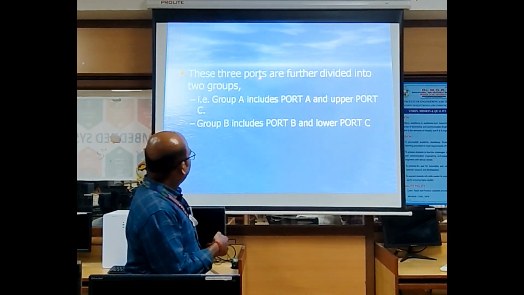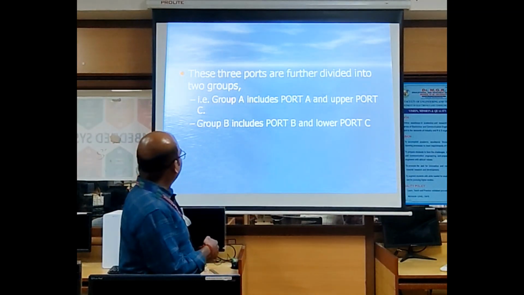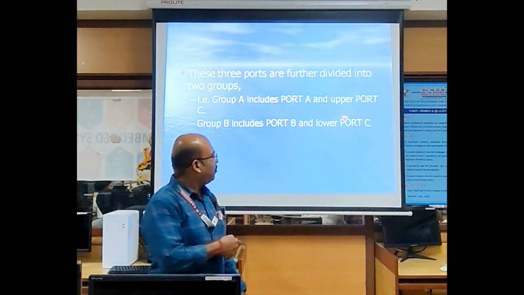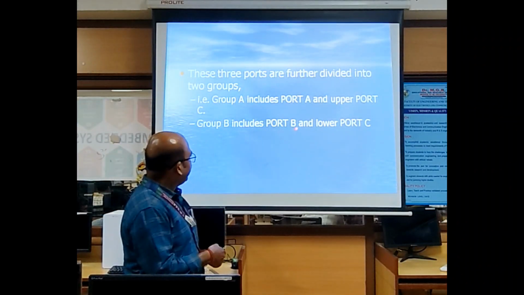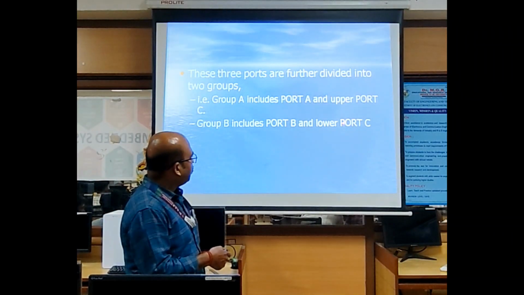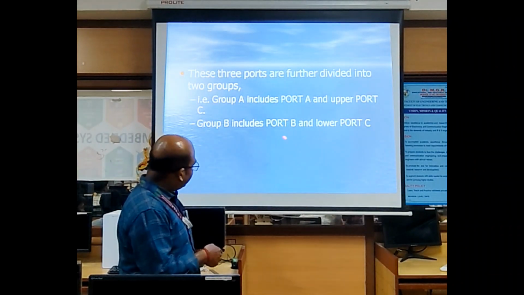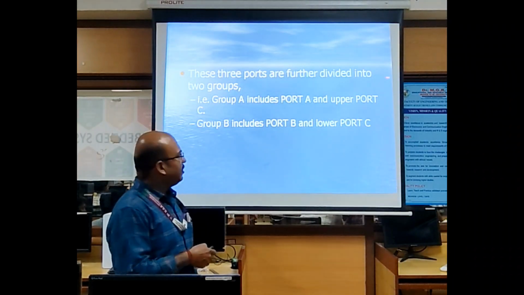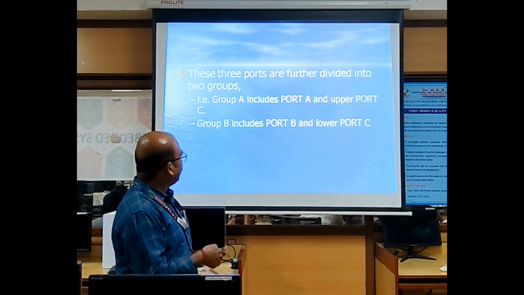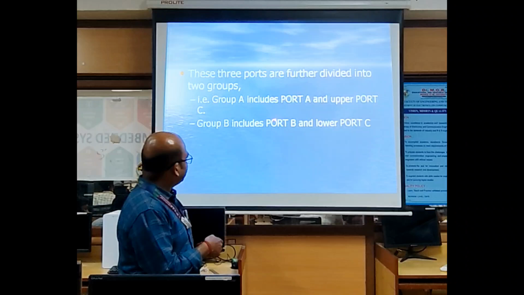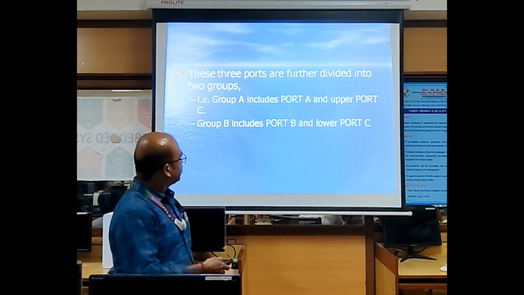These 3 ports form 2 groups. One is group A, which consists of port A and port C upper, and group B consists of port B and port C lower. So 12 pins form group A, and another 12 pins form group B. Group A means port A 8 pins and port C upper 4 pins, and group B consists of port B 8 pins and port C lower 4 pins.